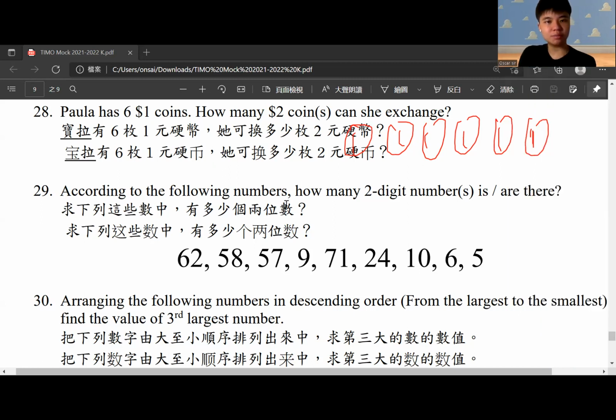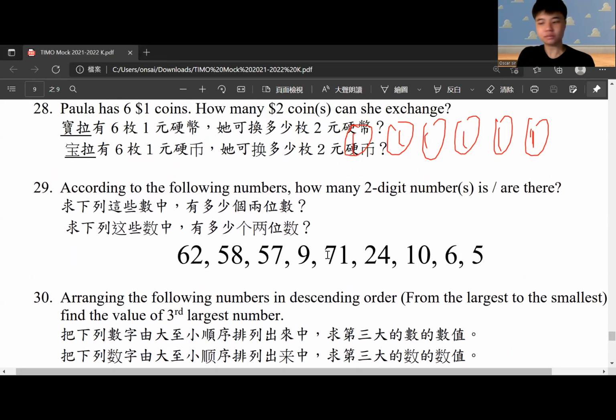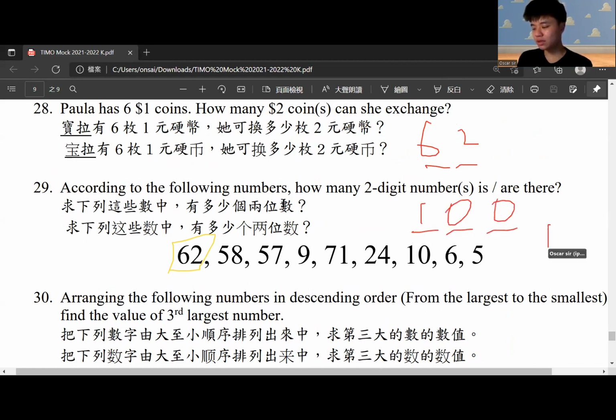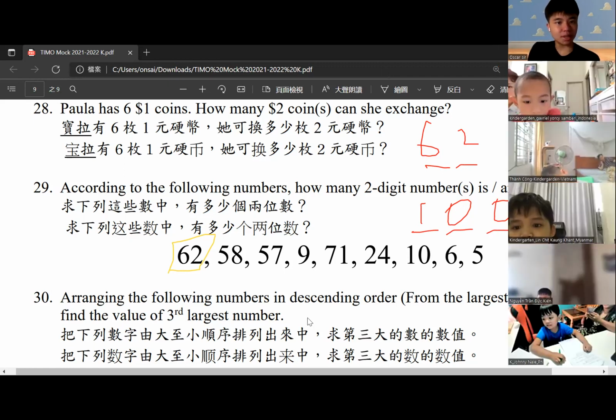Okay, let us move on to question 29. According to the following numbers, how many 2-digit numbers are there? What is a 2-digit number? 62 is a 2-digit number, right? A 3-digit number is like 100, right? These numbers, 1, 2, 3, 4, 5, are 1-digit numbers. The answer is 6. Did you guys know what digits are?